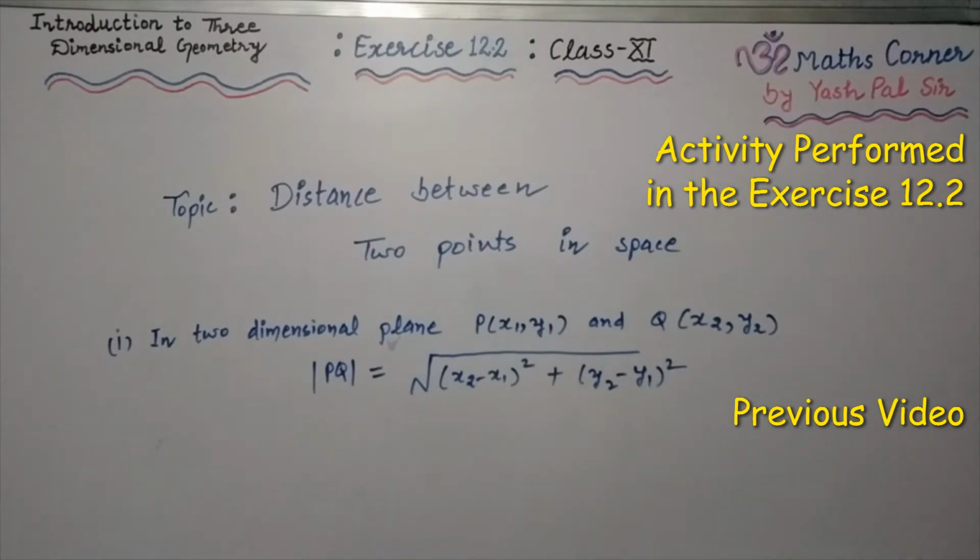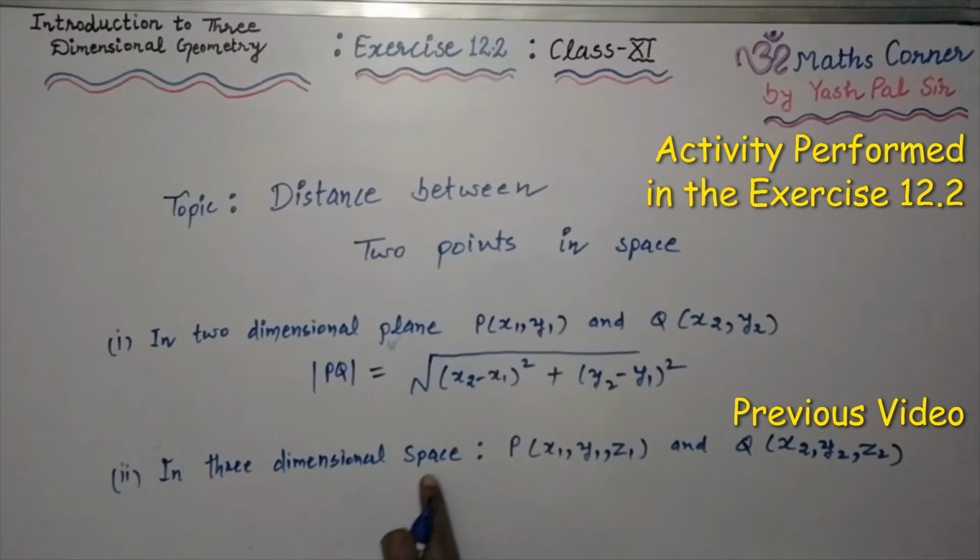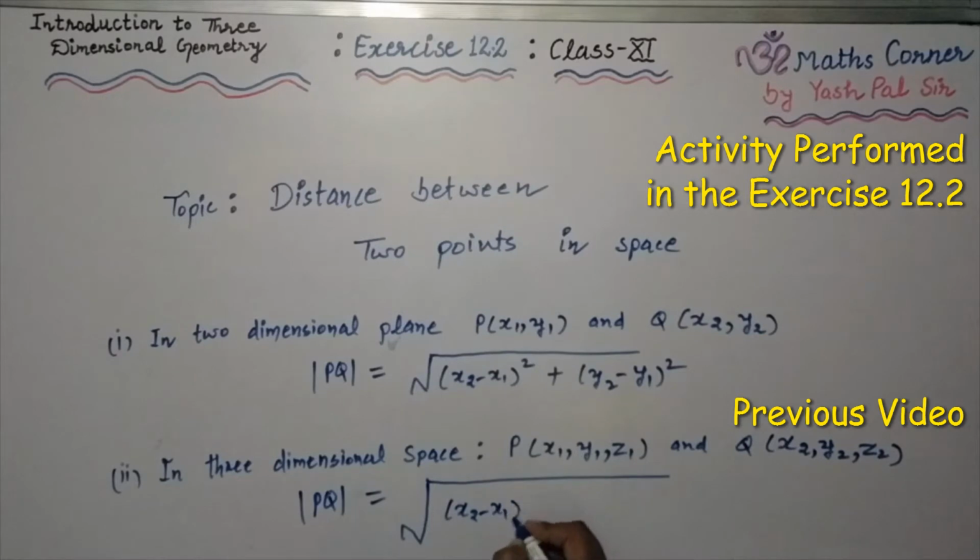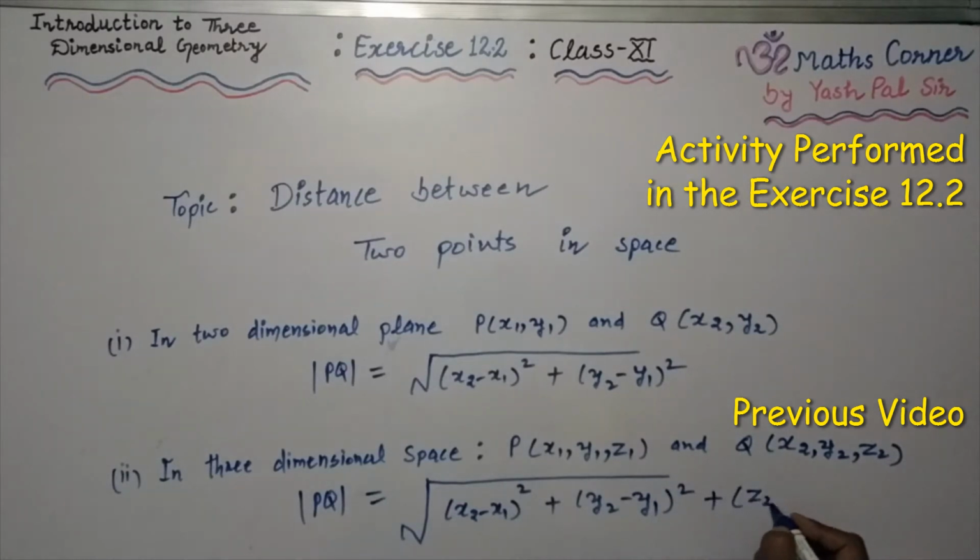Similarly, we have the distance between two points in space. In three-dimensional space, suppose the coordinates of point P are (x1, y1, z1) and the coordinates of point Q are (x2, y2, z2). Then the distance between P and Q is square root of (x2 minus x1) whole square plus (y2 minus y1) whole square plus (z2 minus z1) whole square.